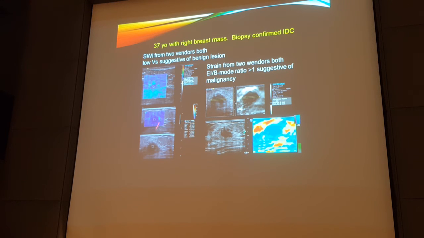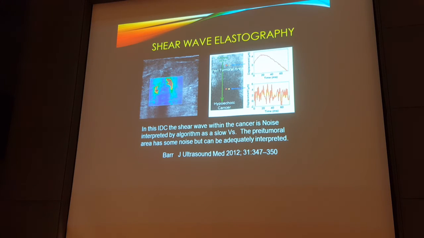And here's just an example of a malignant case that's malignant on all the strain images and is benign on all of the shear wave systems. So again, this is a problem based on the histology of the breast cancers. They're just very stiff and we can't generate shear waves.